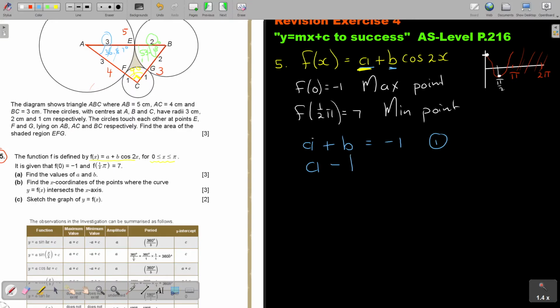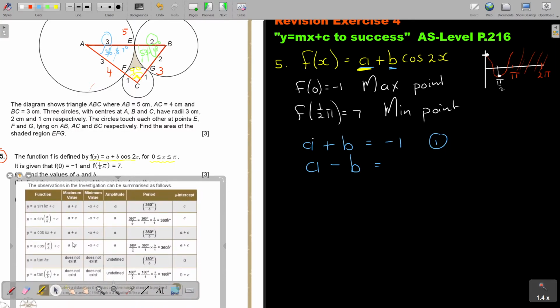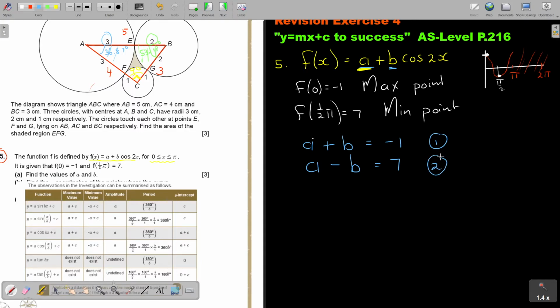Are you with me? That's the minimum. And that's because if you look here, the 1 is just a plus and the 1 is a minimum. And now I'm going to get 7. Okay, and that's equation 2. Now I'm just going to solve it simultaneously.